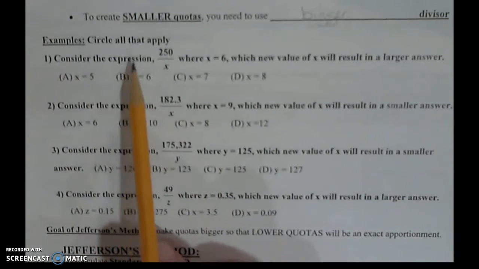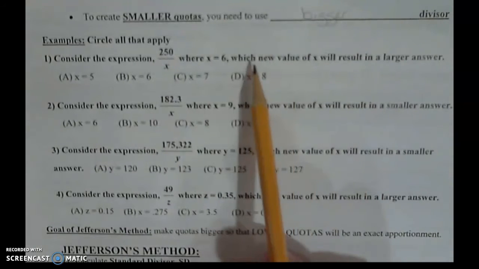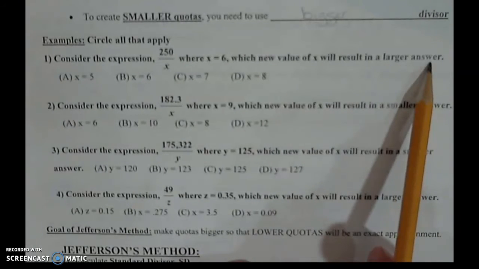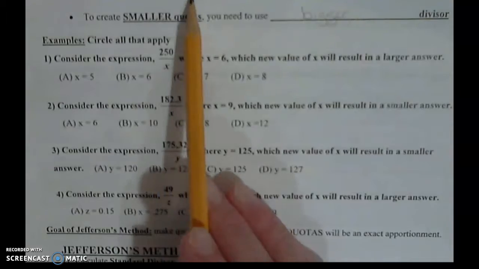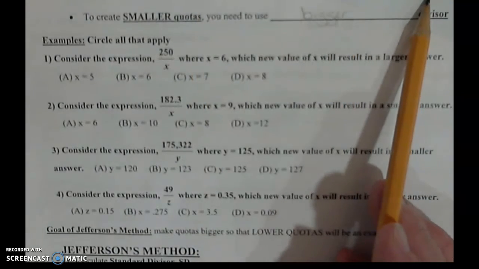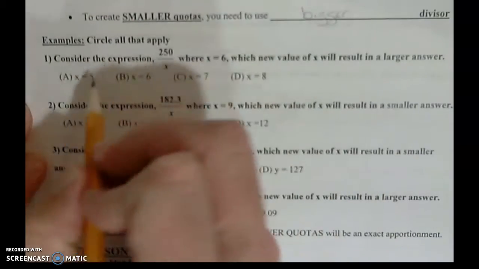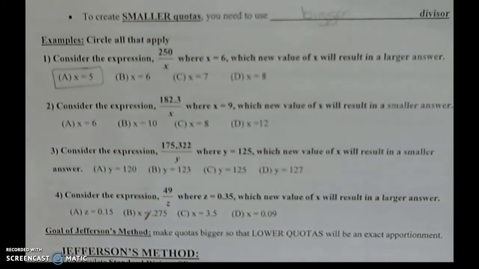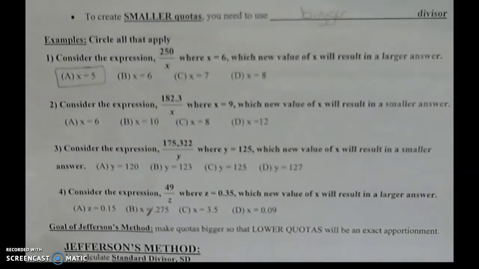So it said, consider the expression 250 over x, where x was a 6. Which new value of x would result in a larger answer? So I want my quota to go bigger. So to get a bigger quota, I need to use a smaller divisor. So if my divisor was 6, then I'm going to have to go to 5. 5 would be my smaller divisor. Now it says circle all that apply, but that's the only number in this case that would apply.